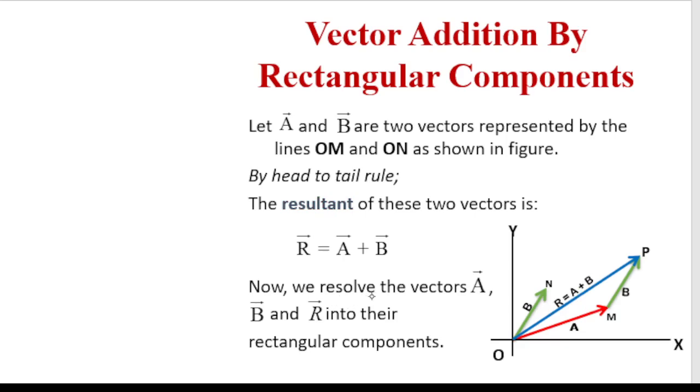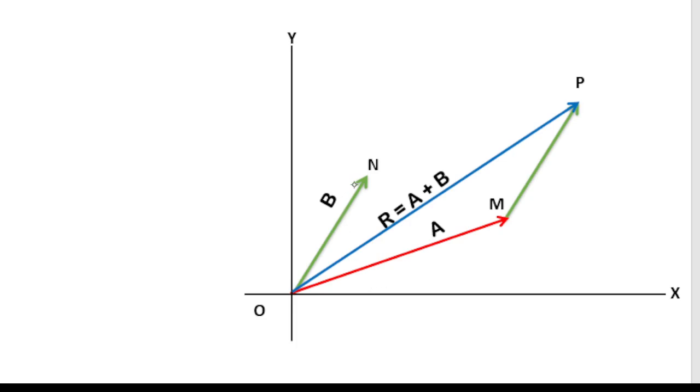Now we resolve the vectors A and B into their rectangular components. Here is vector A represented by OM. Here is the vector B represented by ON. R is a resultant vector. R is equal to A plus B.